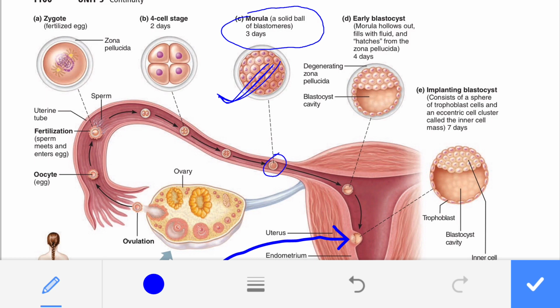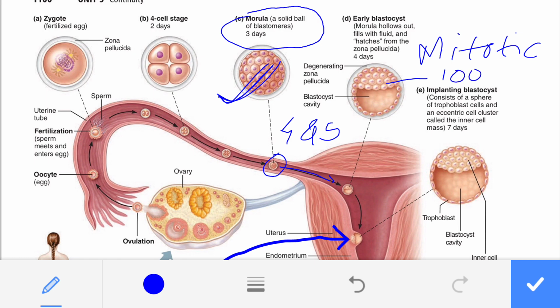This morula is moving forward in the uterine tube during day 4 and day 5. During this journey of the morula, mitotic cell division is taking place, due to which the cell number increases and reaches close to 100. So this 100-cell structure, as we know now, is known as blastocyst. After day 5, this blastocyst reaches the uterine cavity.